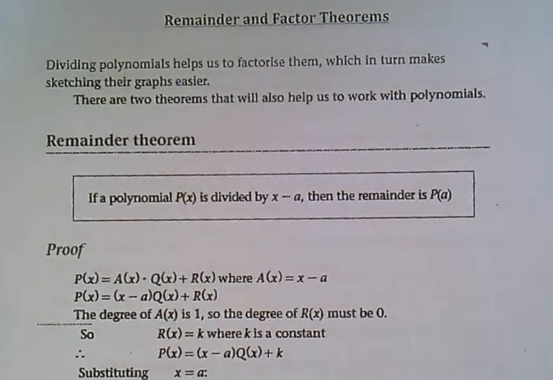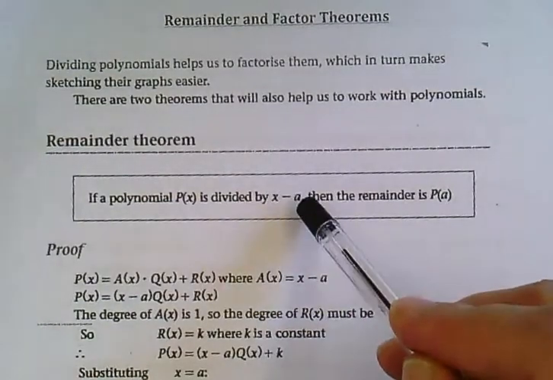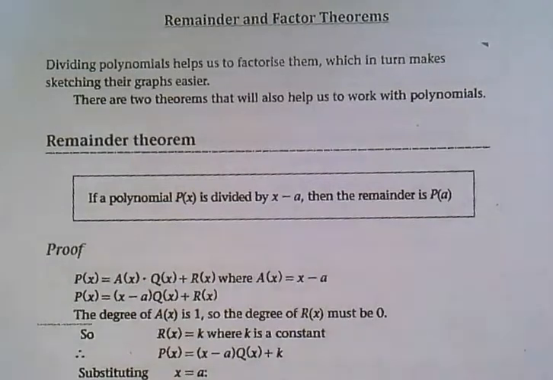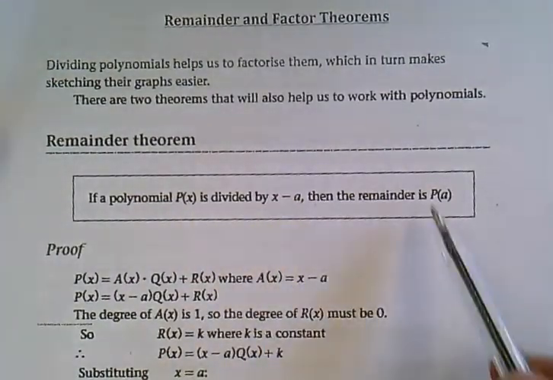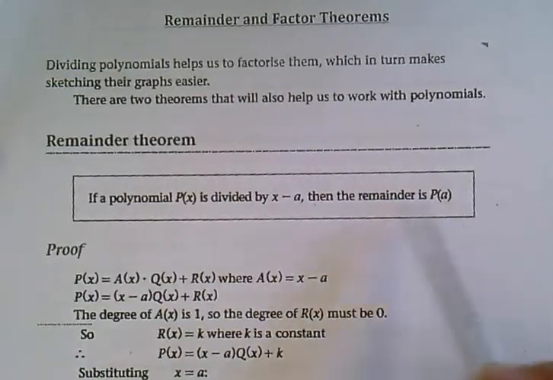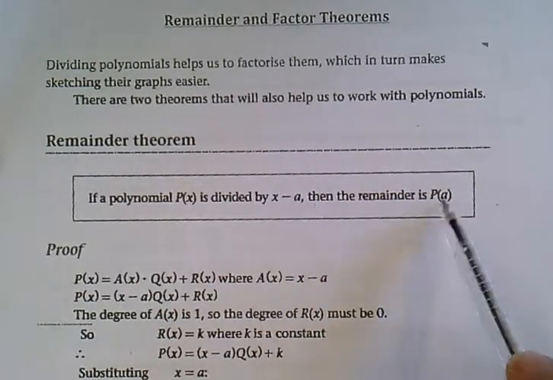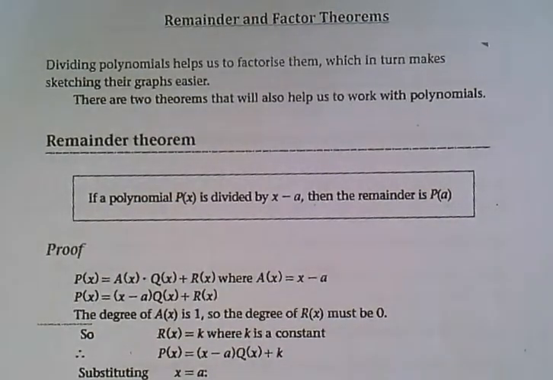Now, let's say you just divide two numbers. When you divide a number into another number, you'll either get no remainders or you'll get a remainder. Same with polynomials. When you divide one of the factors, like x minus a, into a polynomial, you'll either get no remainders or you'll get a remainder. Now, there is something called the remainder theorem. If a polynomial in x is divided by x minus a, the remainder is what you get if you substitute a into the polynomial.